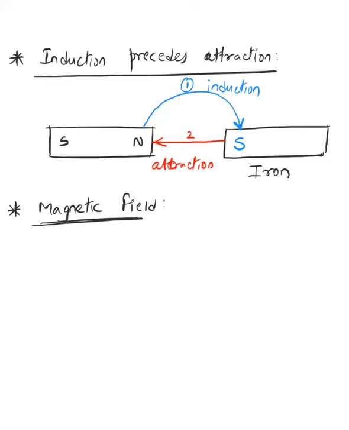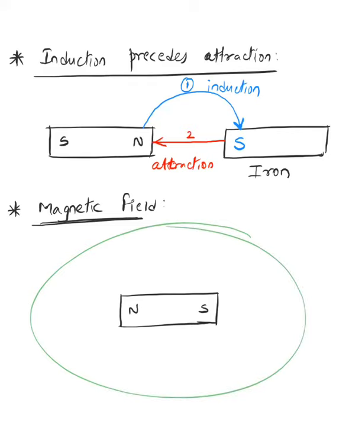As the name suggests, what do you mean by magnetic field? Magnetic field is a space around the magnet. Say if this is a magnet, North Pole and South Pole. All that space around the magnet, where the magnetic strength of this magnet is existing, is called a magnetic field.